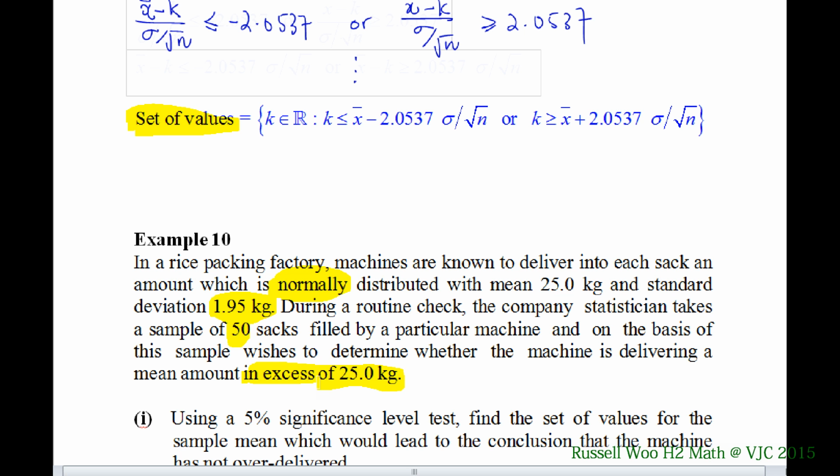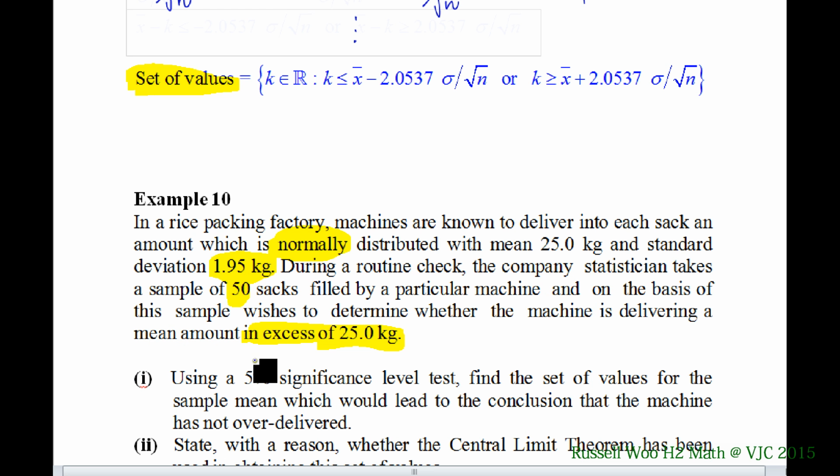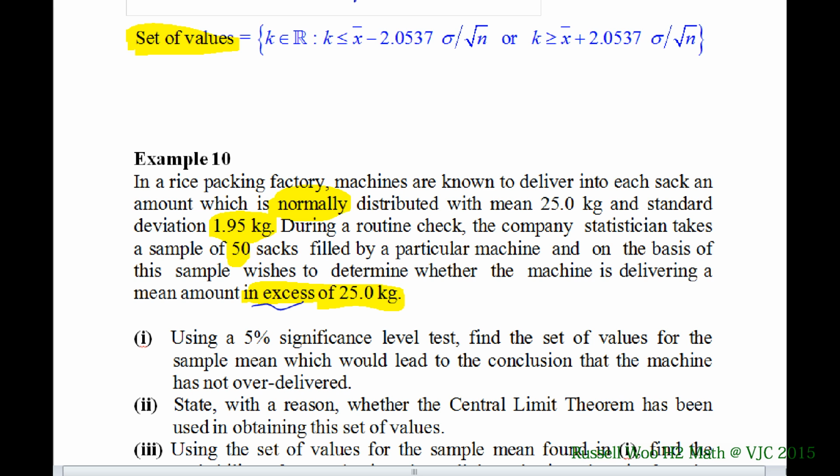This is a very standard problem. You do a one-tail test. Why one-tail test? Because here, in excess, that means you do one-tail test. Using a 5% level of significance. Again, you know about set. Don't forget set of values, you must give the curly bracket thing. Part 1 is rather standard. I'm going to go through very quickly.